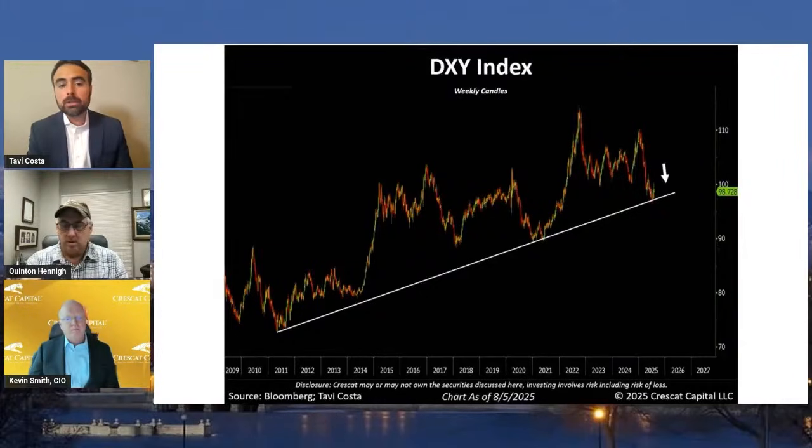And so I think we're in the process now. Right now, we're hitting into support again. And if you ask me, I do think we're going to break it, and eventually we're going to go a lot lower. So let's go to the next chart.